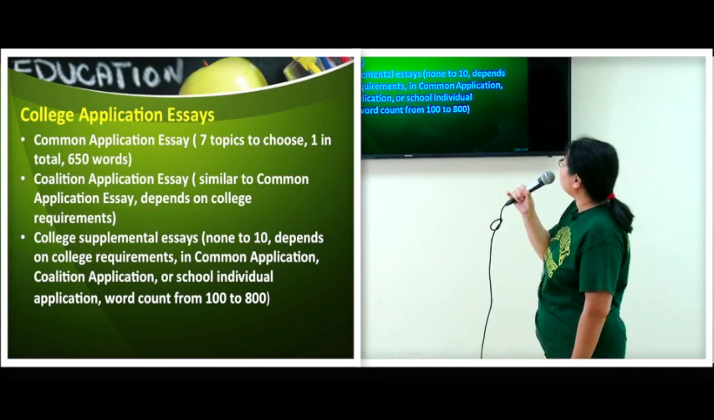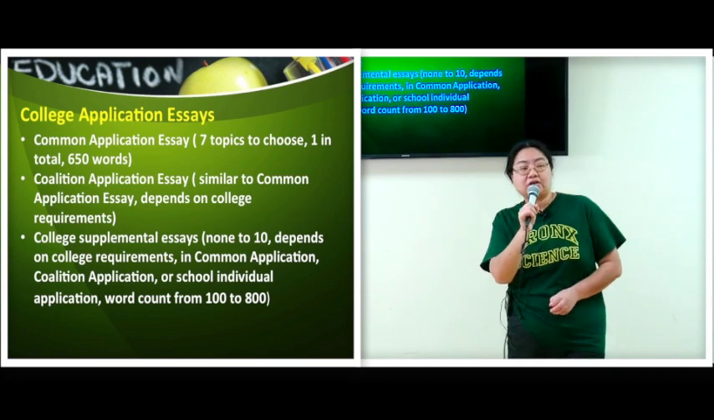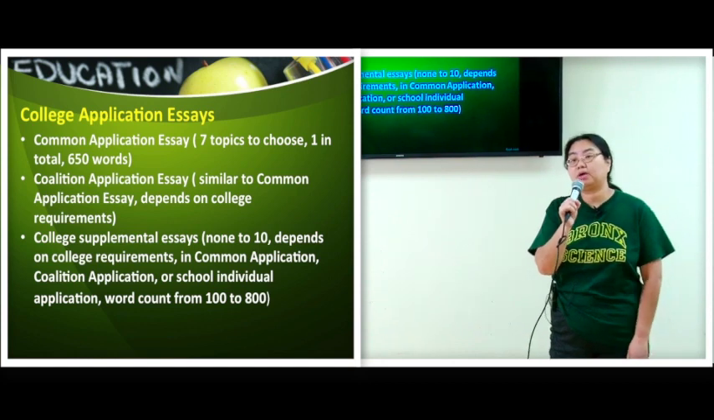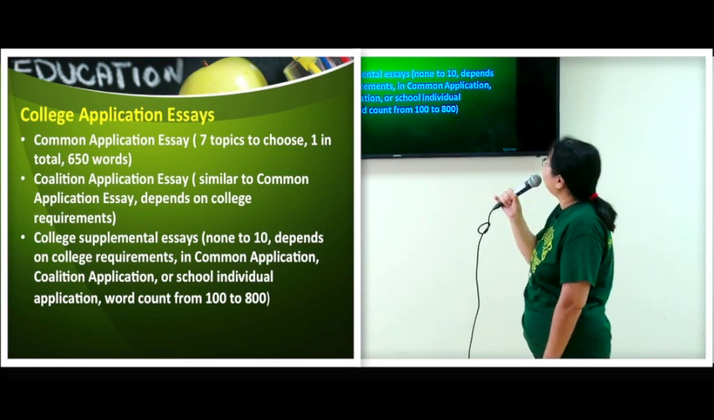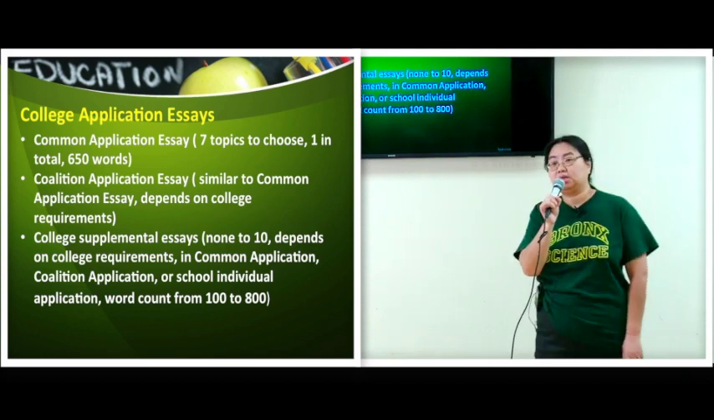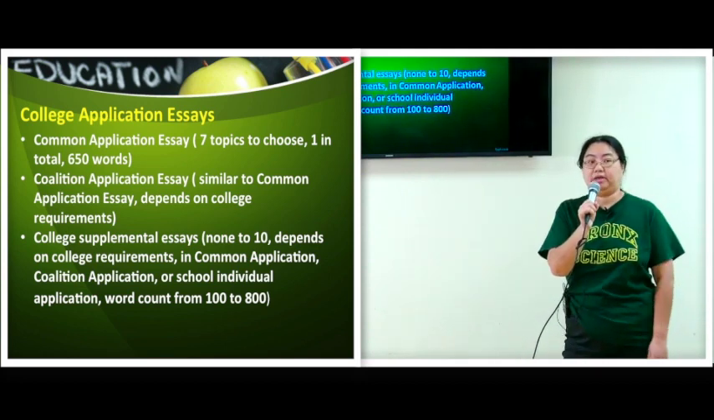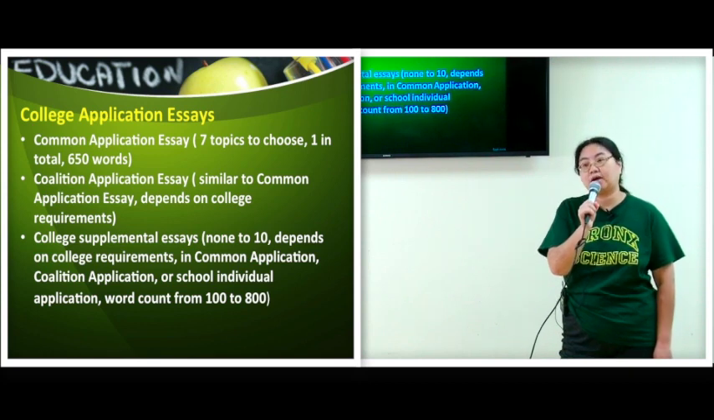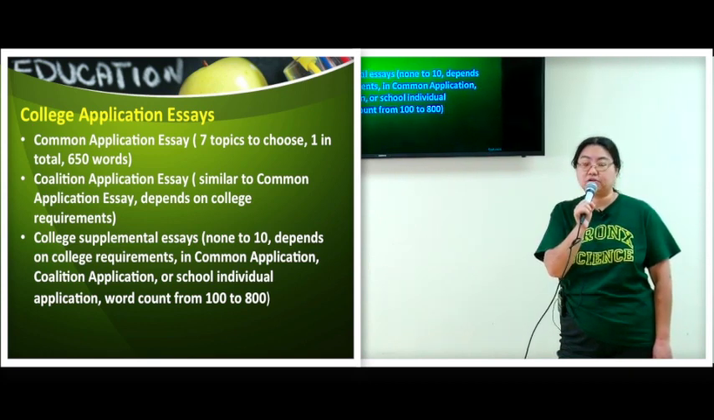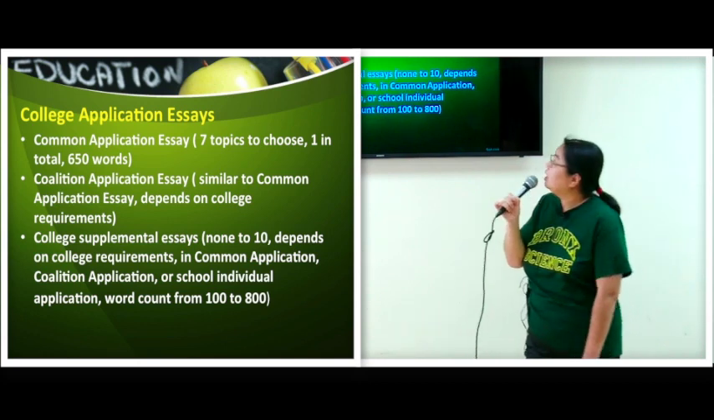So for Common App essays, starting from last year, we have 7 topics to choose from. You pick one and write it. The word count is 650 words, and if you write over it, the software will truncate what you write. So the college will only see 650 words from your essay.